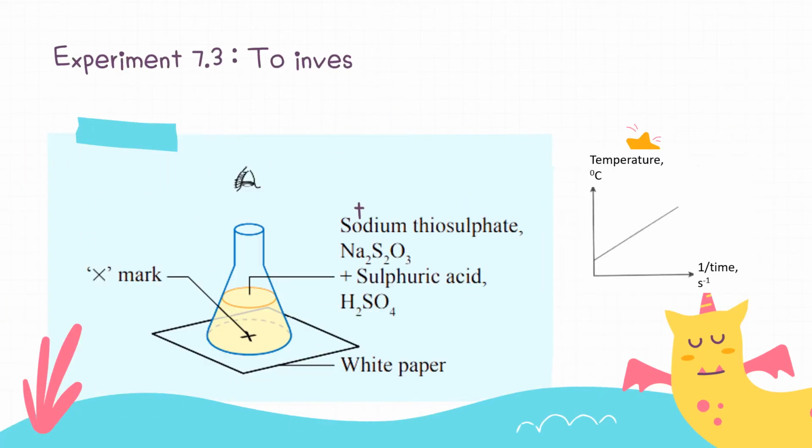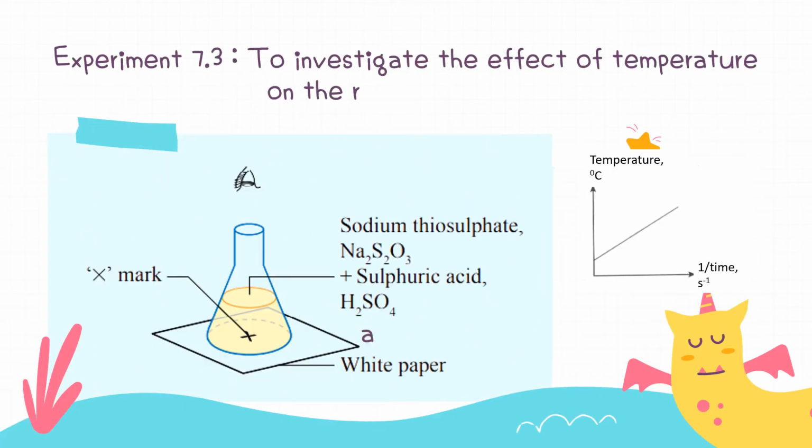So this is the experiment to investigate the effect of temperature on the rate of reaction. Okay, same as experiment 7.2 just now, but the manipulated variable here is the temperature. Okay, so we heat the reactant first. Okay, and then we add these two reactants, and again we record the time taken for mark X to disappear, and we got from this graph that if the temperature is higher, the rate of reaction is higher.